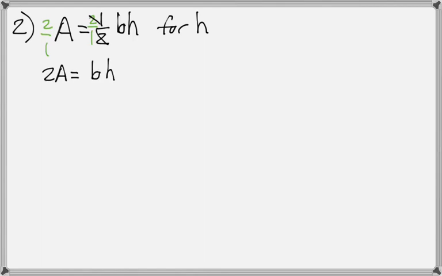And then I need to get H by itself, so I want to divide both sides by B. And if I do that, then H is equal to 2A over B.